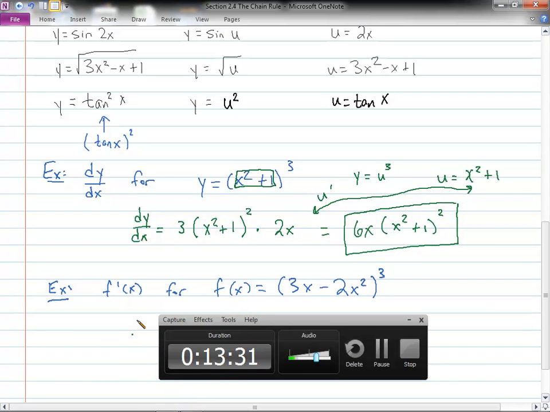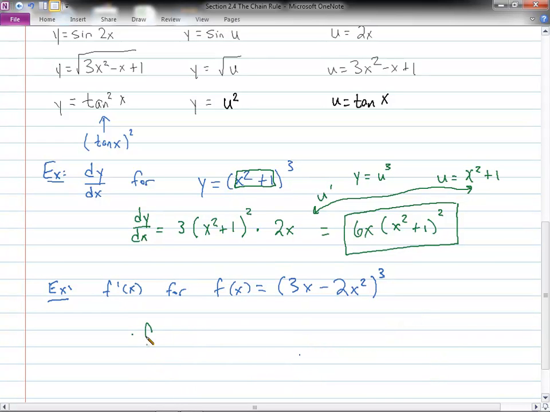What'd you get? What is f prime of x after you simplify it? Anyone? What'd you get? I got 9 minus 12x times 3x minus 2x squared quantity squared. Okay, so you went ahead and multiplied in that 3, right?